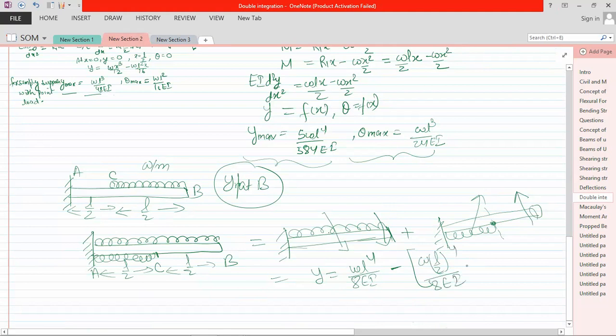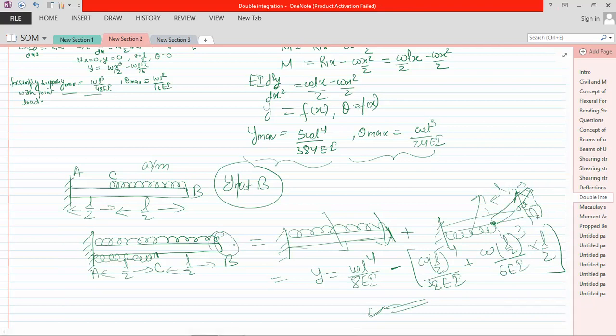This is the deflection plus the slope. If it deflects like this, this is the slope theta, this is the deflection we need to find, and this is L by 2. So your W into L by 2 into L cubed by 6EI into L by 2. So this will be your answer for Y at the extreme point. So this is for the cantilever.